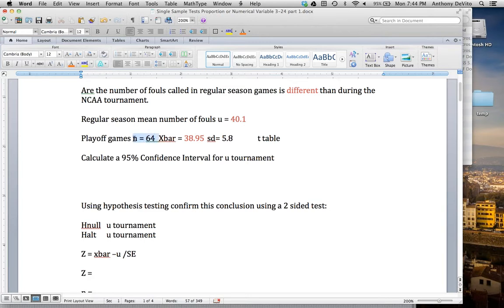Now, in many cases in the future, we're going to find out that if the sample size is larger than 30, many statisticians, not everybody, will just go straight to the z-table because the z-table and the t-table get closer and closer together as the sample gets larger. Anybody remember when I told you that they're the same?